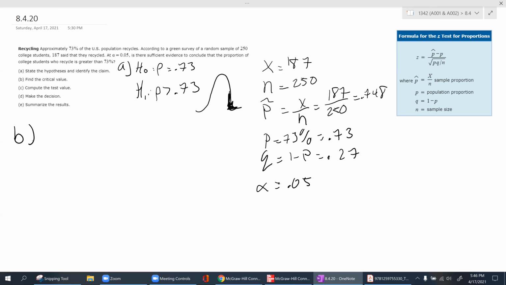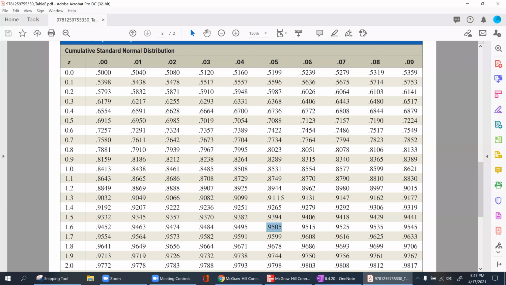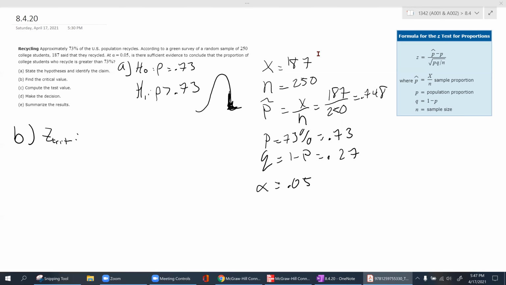Let's go ahead and find my critical values. Z crit. It is only a one-tail test. Go ahead and put this to the side. Whenever it's a one-tail test, it is just 1 minus alpha. What was my alpha? So 1 minus 0.05, which is just 0.95.